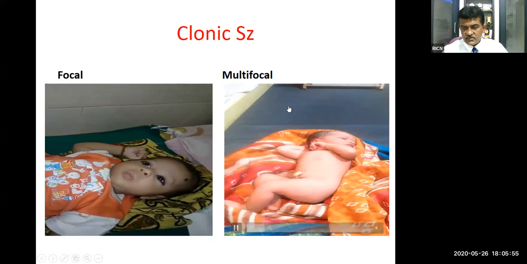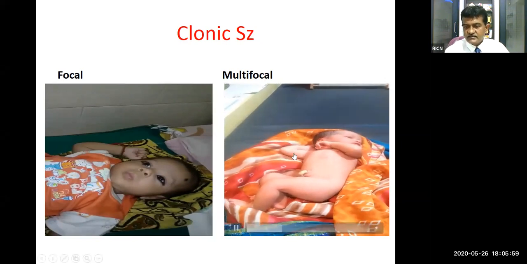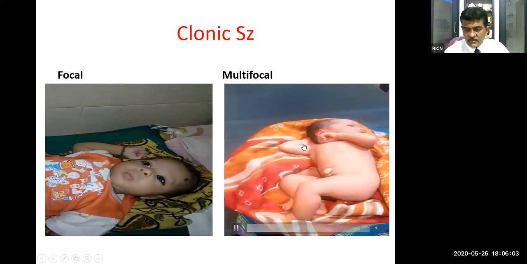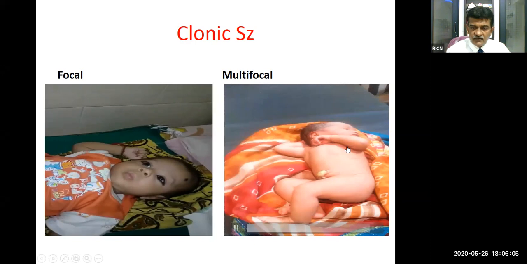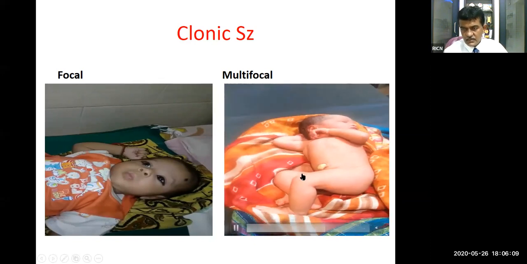This is a patient with HIE presented at 3 hours with these multifocal clonic seizures. So it is not very synchronously affecting both the upper limbs or both the lower limbs. So it is multifocal in nature.